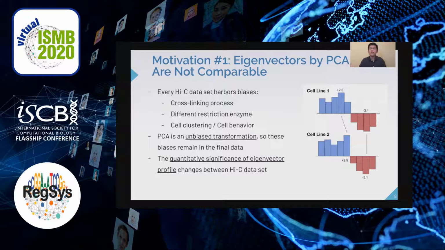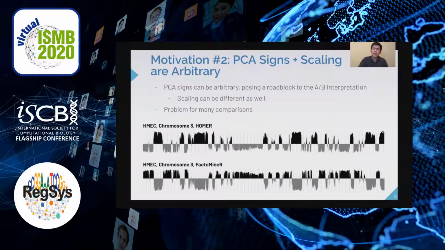The reason for this is that every HiC dataset harbors some biases, some of which you can see right here. And since PCA is just an unbiased transformation, those biases will remain in our final results. As such, the quantitative significance of eigenvector profile will change between HiC datasets, making direct comparisons between these values somewhat risky. We also see with PCA that the signs and the scaling can be somewhat arbitrary.